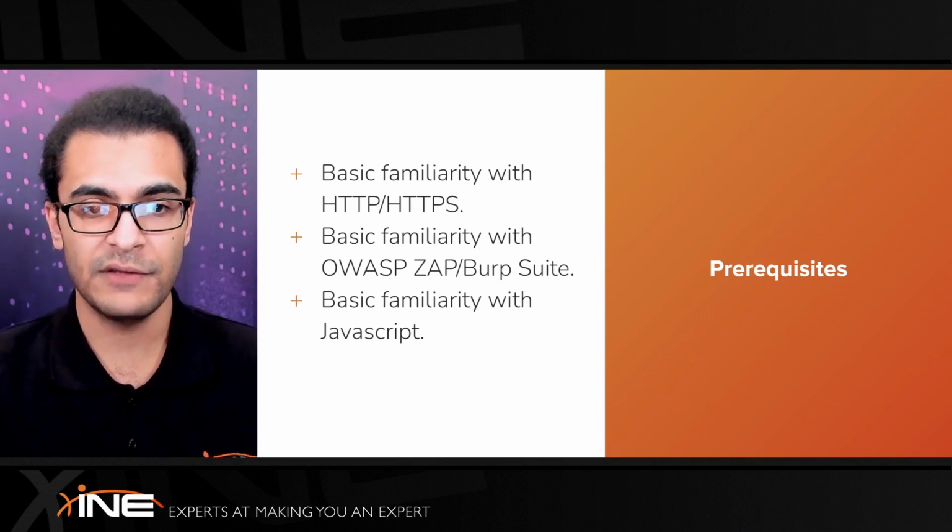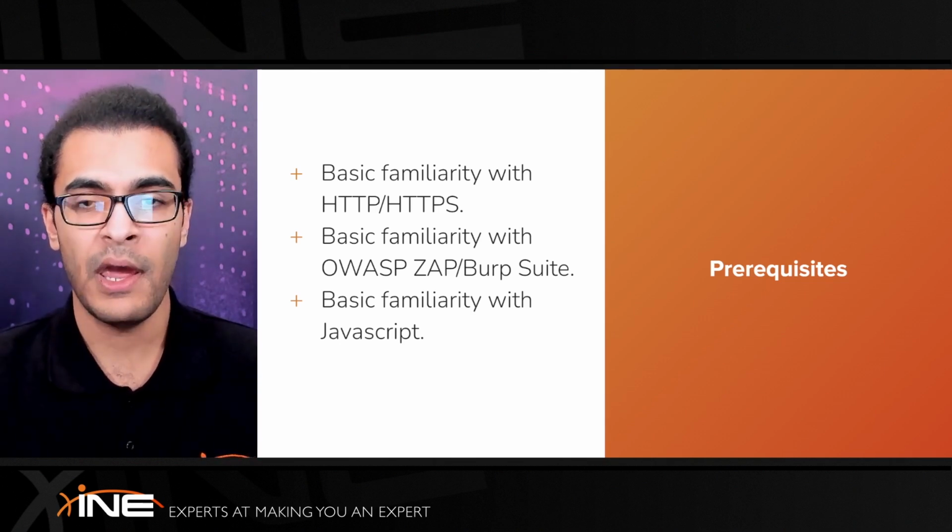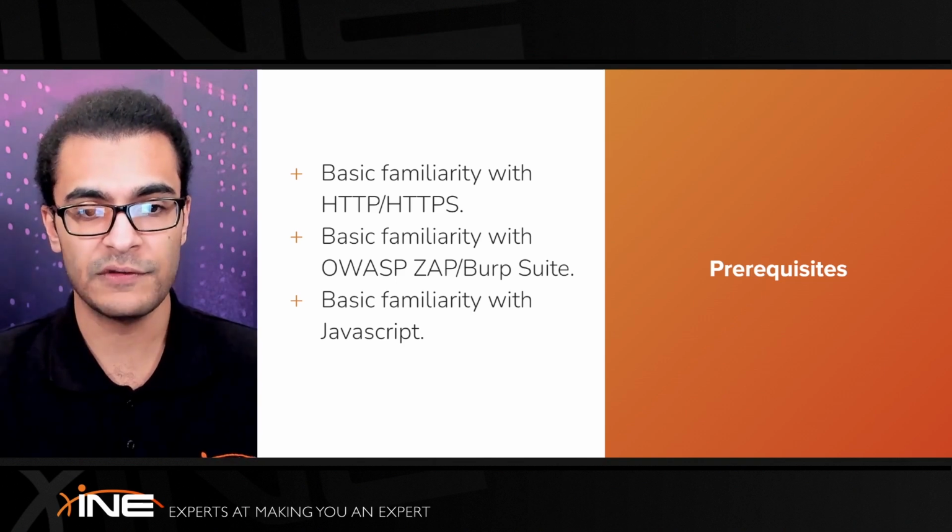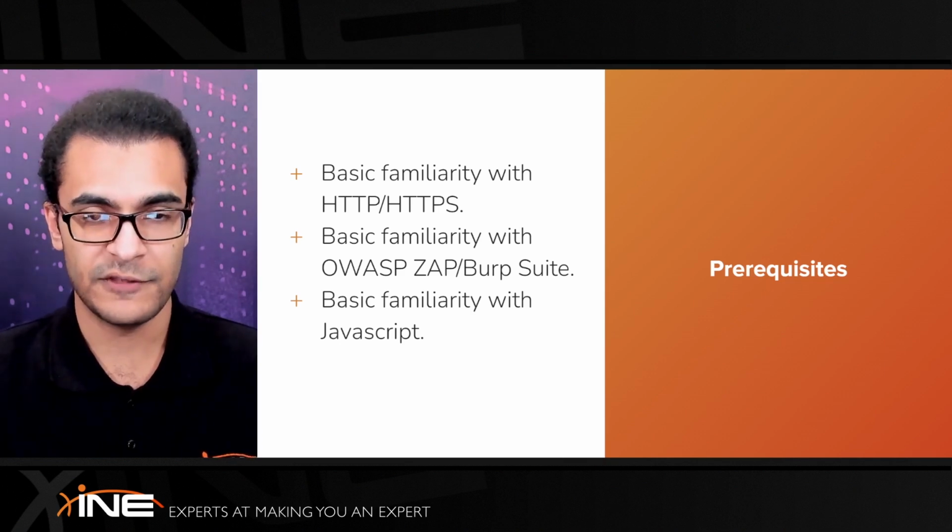You also need to have a basic familiarity with OWASP ZAP and Burp Suite, so it is highly recommended that you take a look at the web proxies course before getting into this one, as we will be utilizing web proxies like Burp Suite. You also need to have a basic familiarity with JavaScript, and you can learn more about JavaScript by taking a look at the cross-site scripting attacks course within this same learning path.